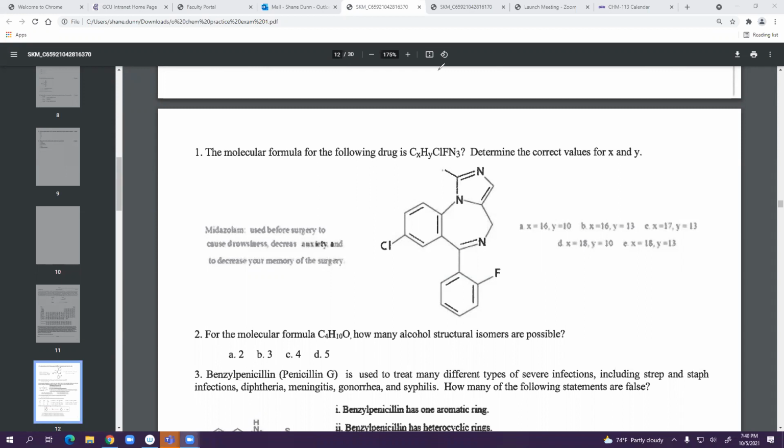So what one is asking you to do is, we've already seen this before. It wants you to count the carbons and count the hydrogens. So you've seen two big questions like this where you're given a very scary looking molecule and you have to count the carbons and hydrogens. Does anyone have trouble doing that? Okay, that will be on the exam.